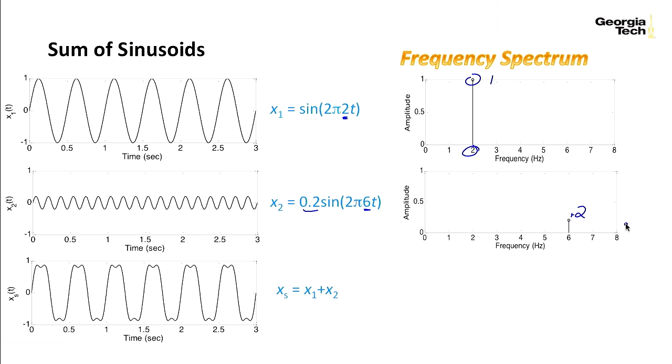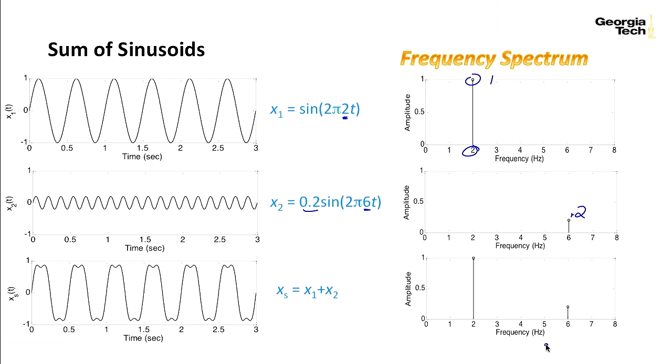Now what happens if I add them together? If I just point by point add these two signals together, I get this one here. It looks like this signal with the high frequency superimposed on it. So it ends up like this. So the sum of them is x1 plus x2. Well, it turns out I just have to sum the two frequency spectrum, or spectra as we call it, of x1 and x2, and I get this.